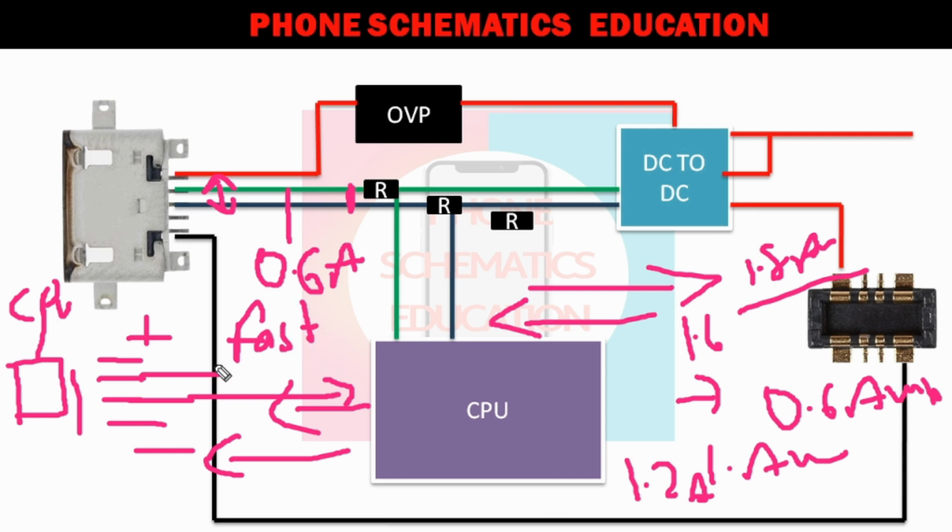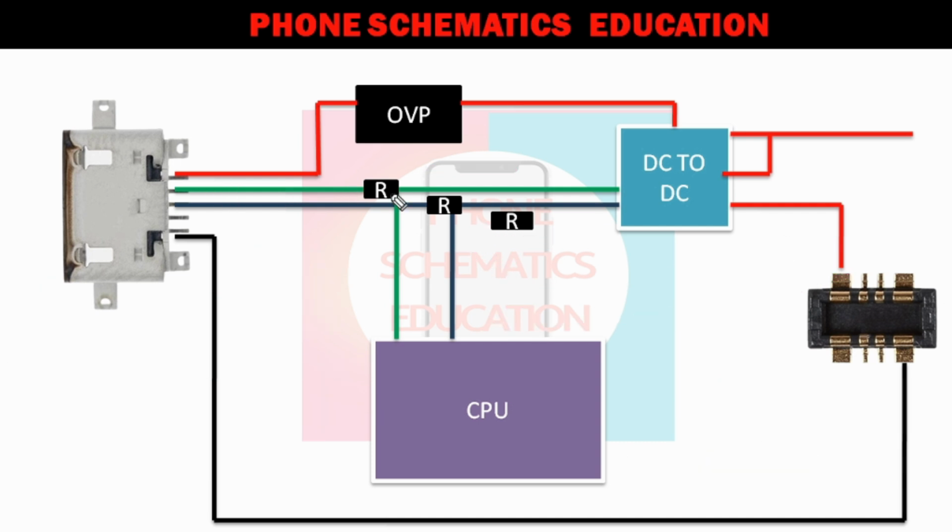Your CPU senses there is no data cable or no host mode activated. There is a charger connected, so these pins are connected to each other and your phone goes into fast charging mode. But when you connect the data cable, these both lines work separately. Now, if this line is damaged, your phone does not charge. If this line is damaged, your phone does not charge. But if any one of these lines, DM or DP, is damaged, your phone goes into fake charging.